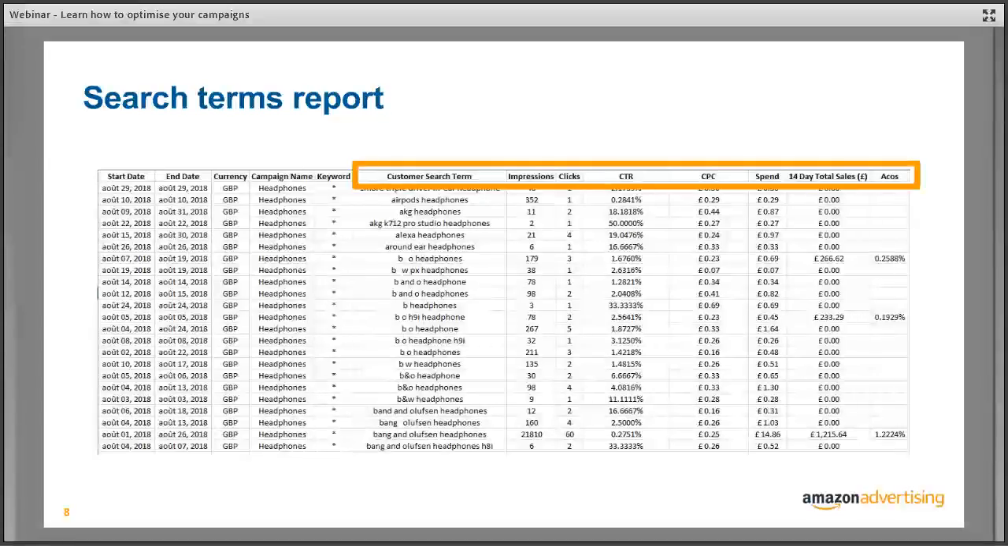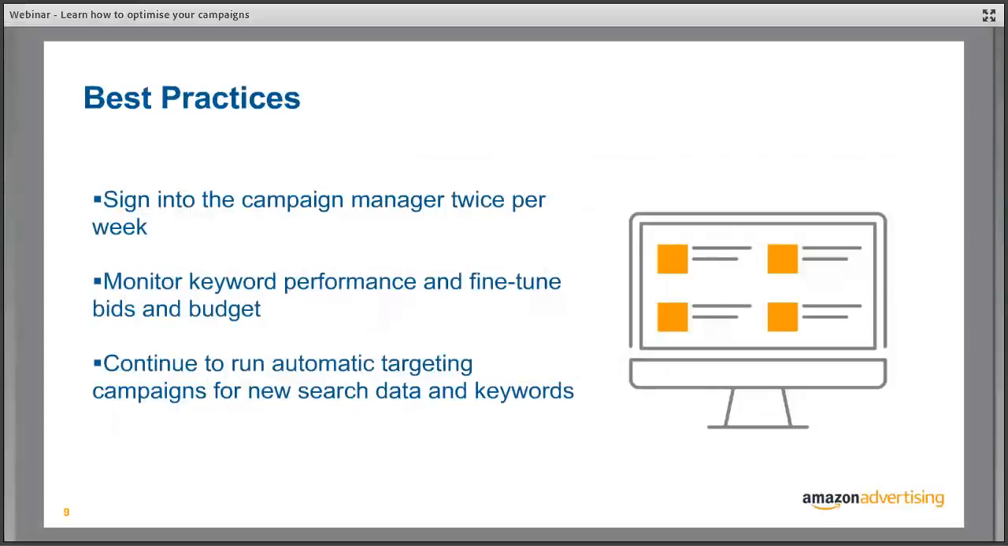Once your manual campaign is live, you'll see the performance reporting in Campaign Manager and can review the same metrics as with automatic targeting. Continue to optimize your manual campaigns by logging into Campaign Manager at least twice a week to monitor keyword performance and fine-tune your bids and budget.